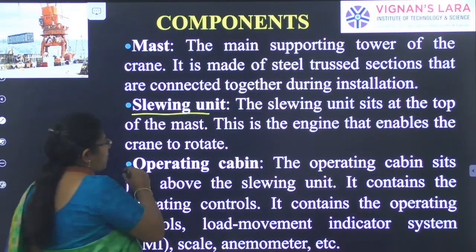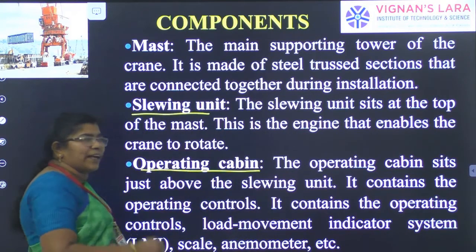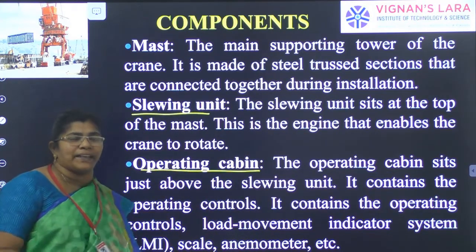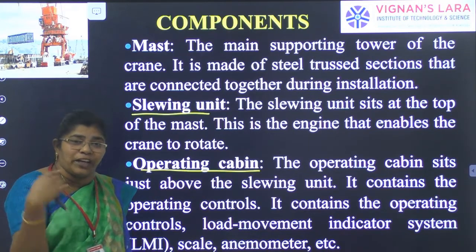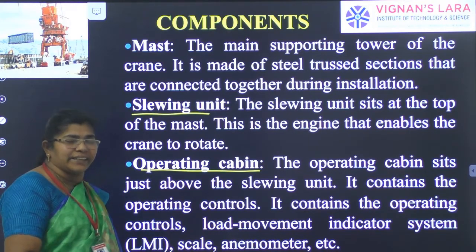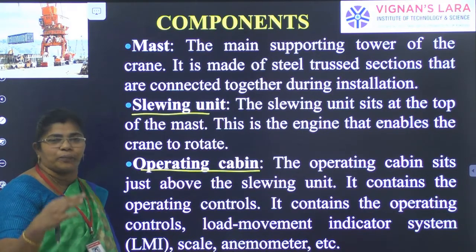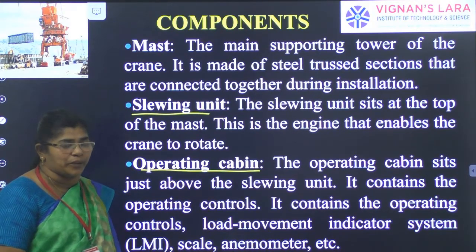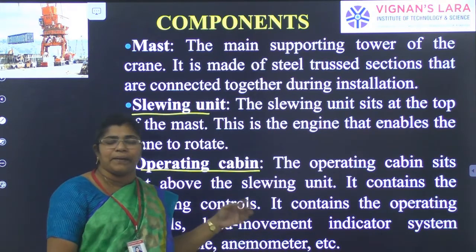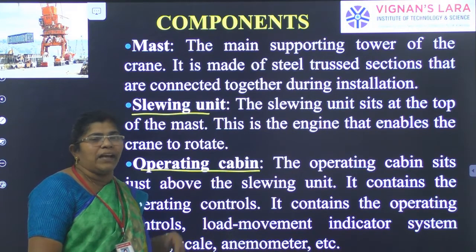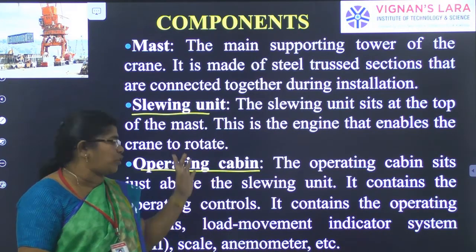The next one is the operating cabin. Above the slewing machine will be the operating cabin, where the operator can sit. Or nowadays it is fully automatic, where they can sit at the bottom and allow the crane to rotate and do everything with the help of computers. But in that operating cabin, the operator, either a computer or a man, can allow the crane to work.